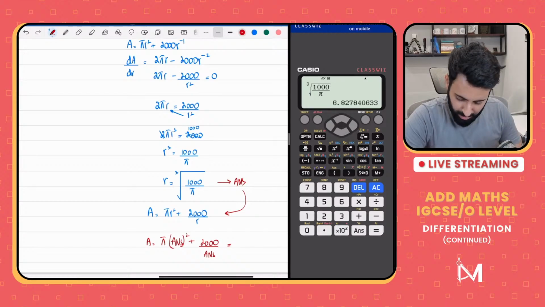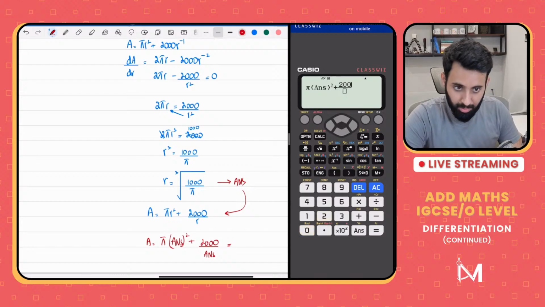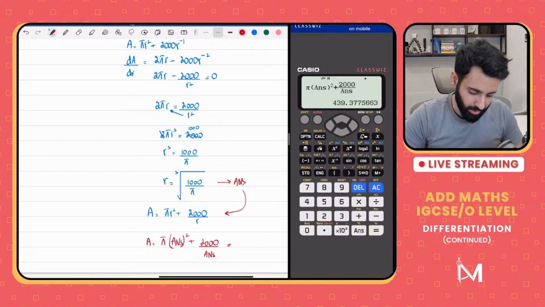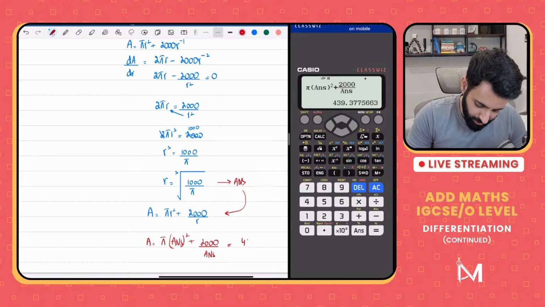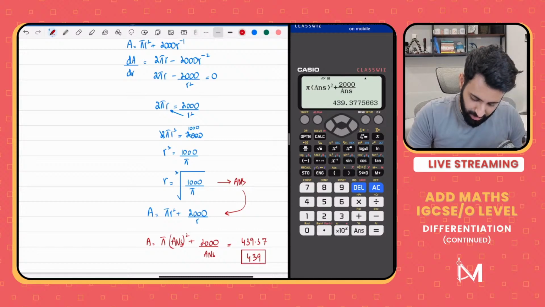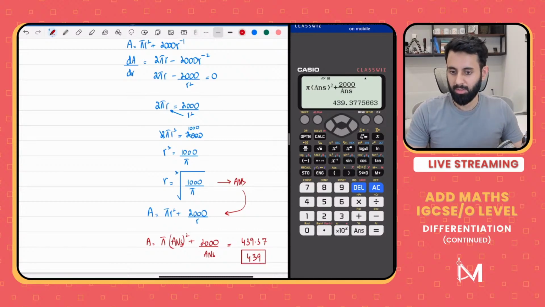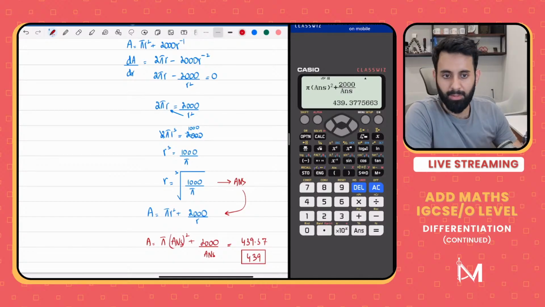Premature approximation is when you round off sooner than you're supposed to, and there's a big difference between your answer and the correct answer. So pi into answer squared plus 2000 upon the answer. What do you get? You get 439.37, which correct to three significant figures is 439 centimeter square. Okay, so there you go.